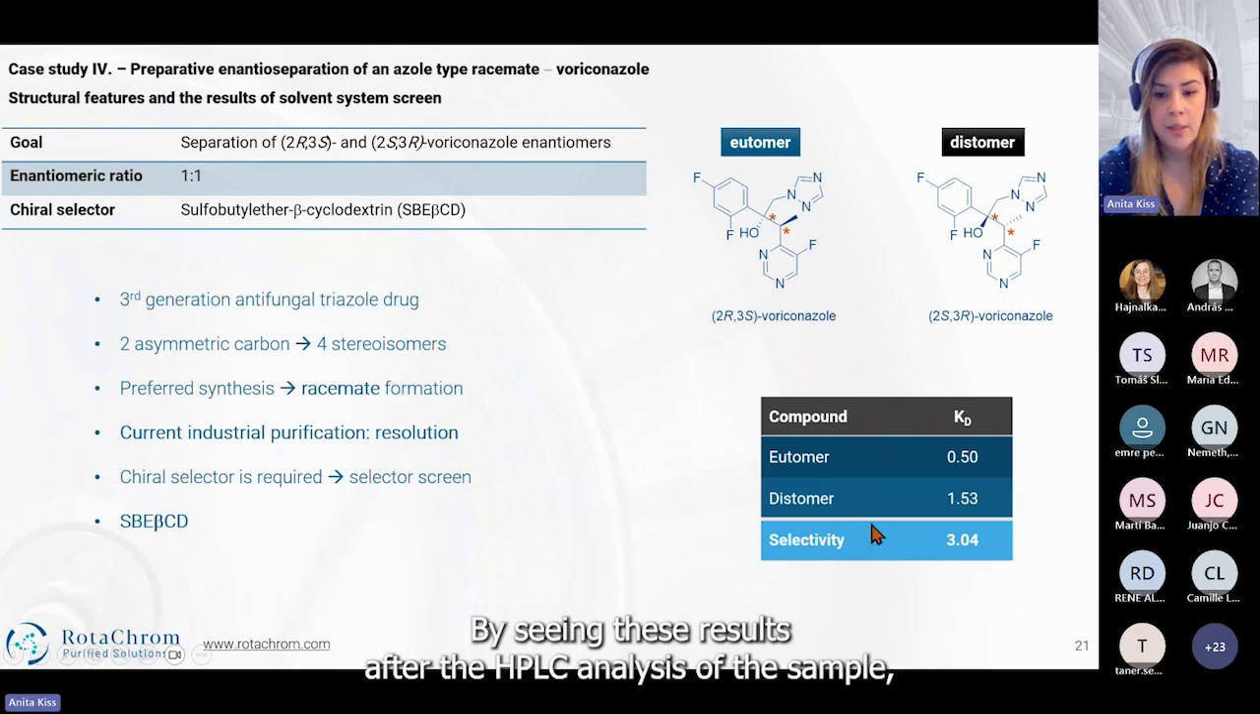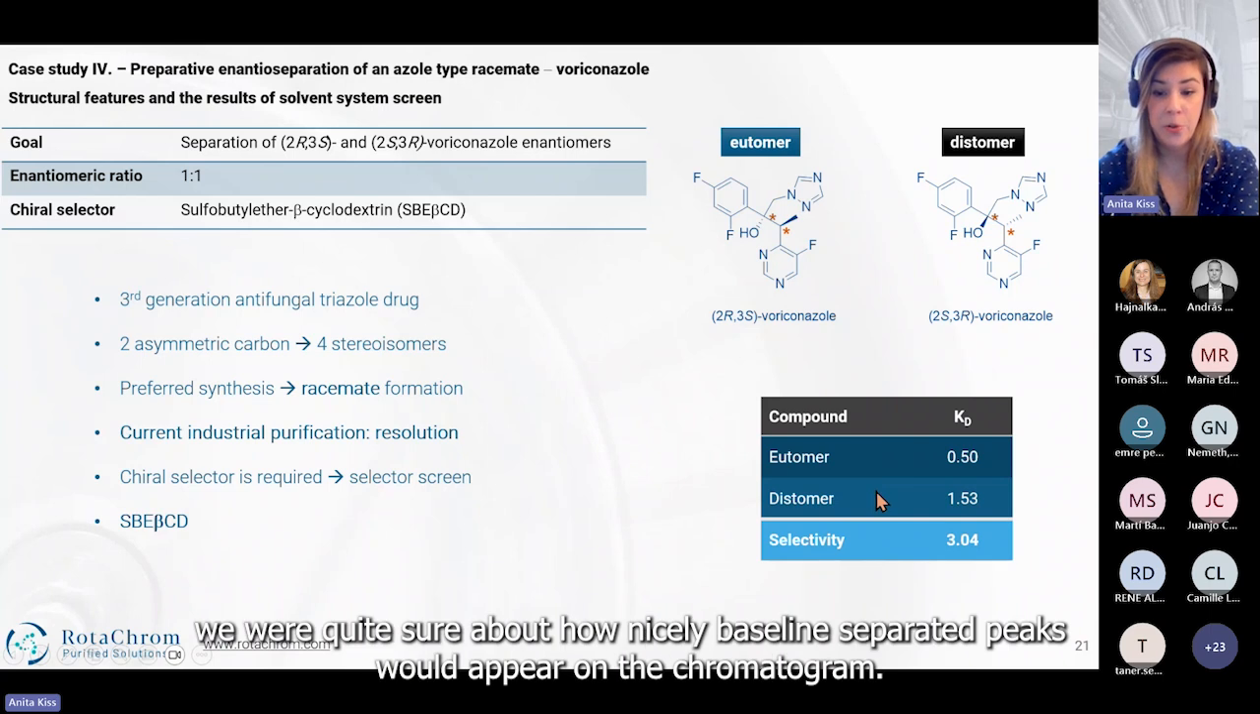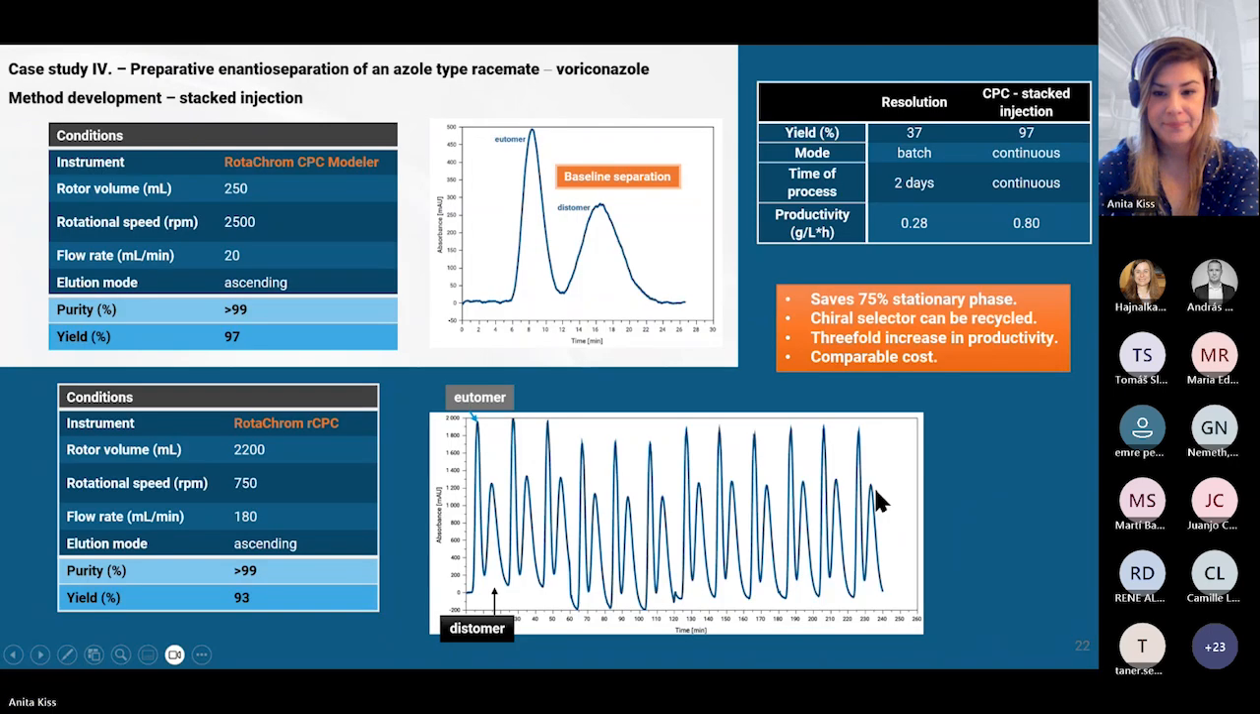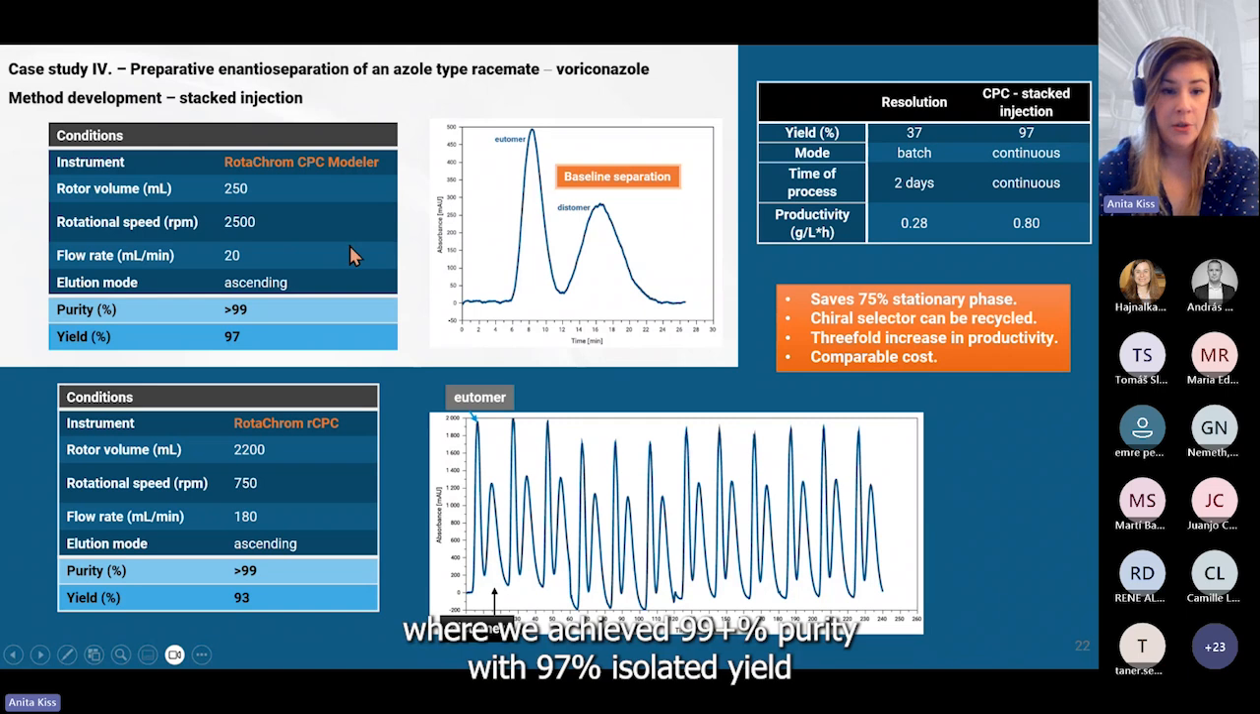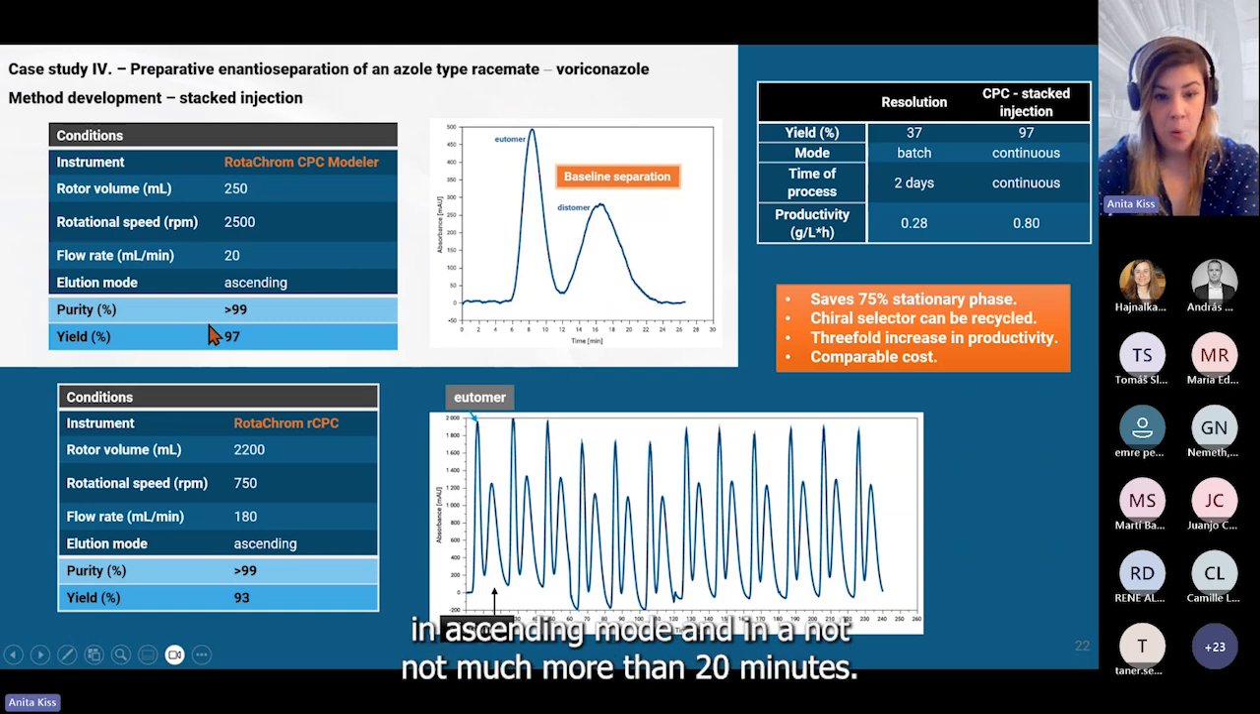By seeing these results after the HPLC analysis of the sample, we were quite sure about how nicely baseline separated peaks would appear on the chromatogram. So we tested the system on our lab scale instrument first, where we achieved 99 plus purity with 97% isolated yield in ascending mode and in not much more than 20 minutes.